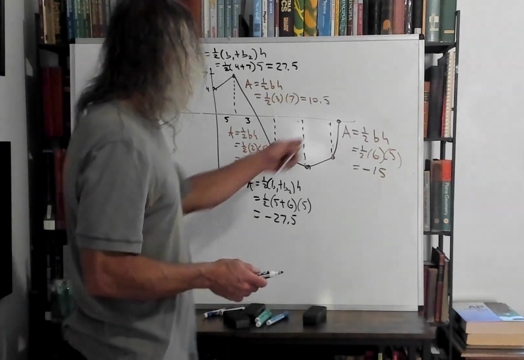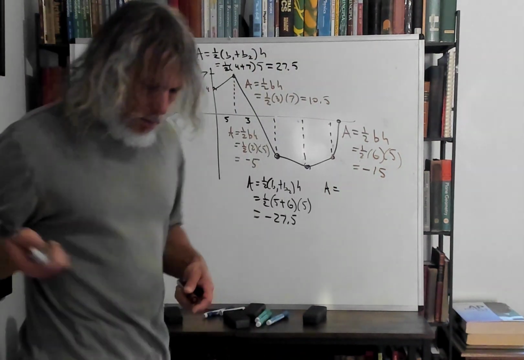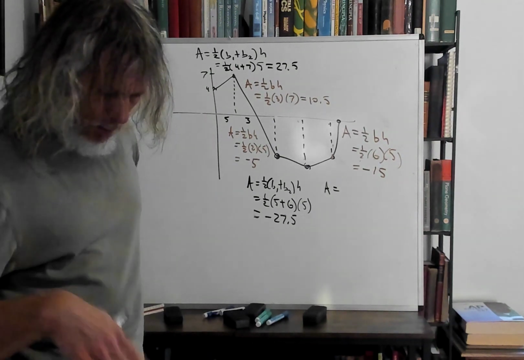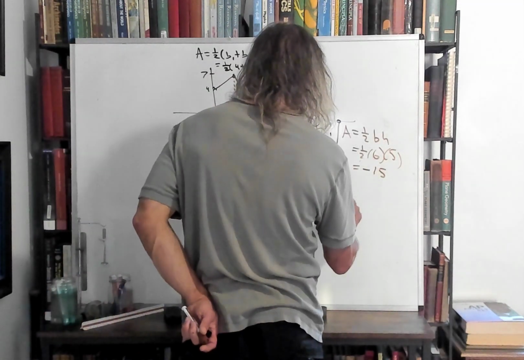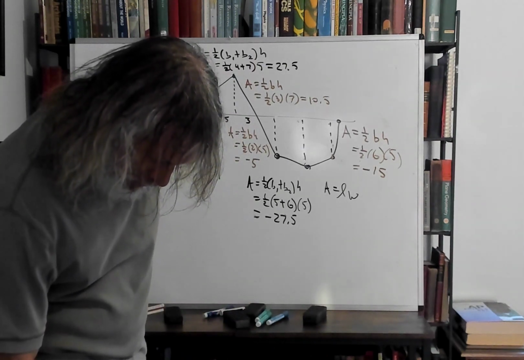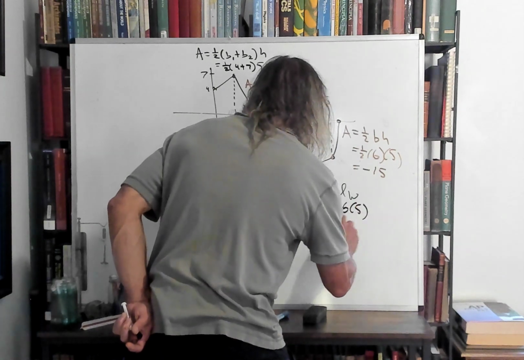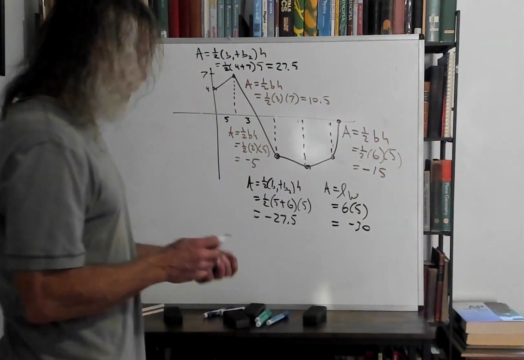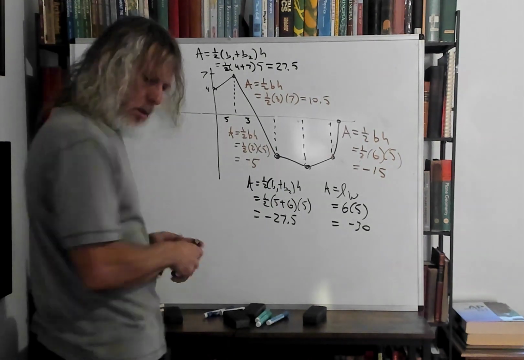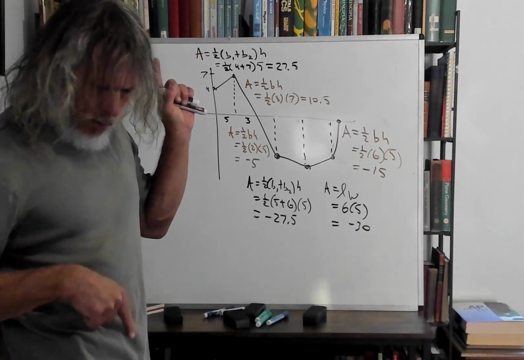Okay, then we got this one here, same thing, 1/2 base 1, base 2, height, so base 1 is 6, base 2, that's a rectangle. Okay, so length times width. Because it's flat, it stays at 6, so length of 6, width of 5. So negative 30, because remember, positive is north, negative is south.